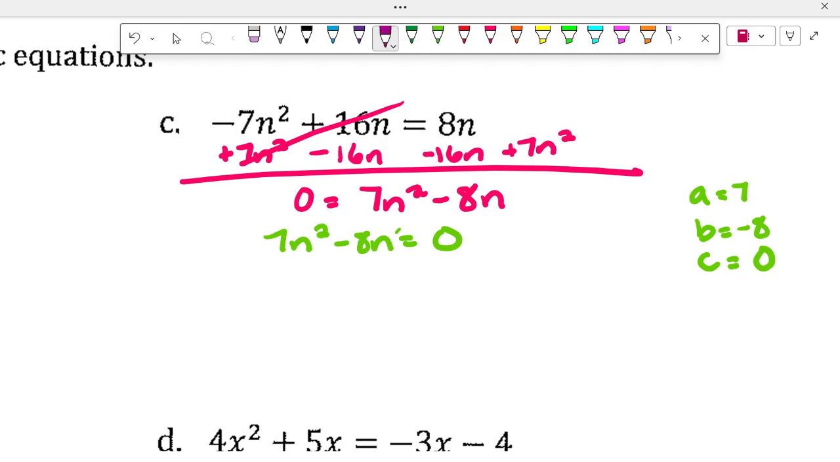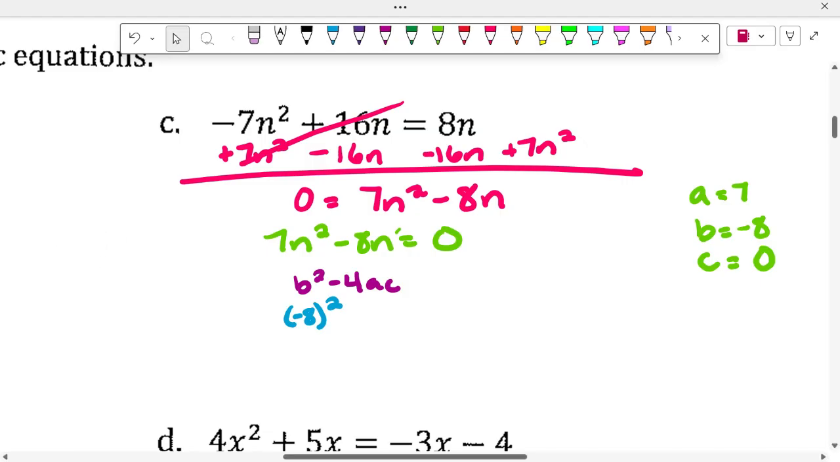Now, let's put in the formula b squared minus 4ac. So I have negative 8 squared. Make sure, especially if you put that in your calculator, the negative 8 is in parentheses. Remember, if you just put minus 8 squared with no parentheses around it, your calculator reads that as 8 squared times negative 1. If you want a true negative 8 squared, make sure the negative 8 is in parentheses. Minus 4 times a, which is 7, times c, which is 0.